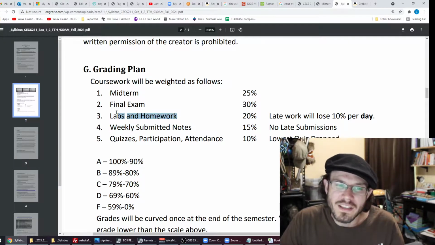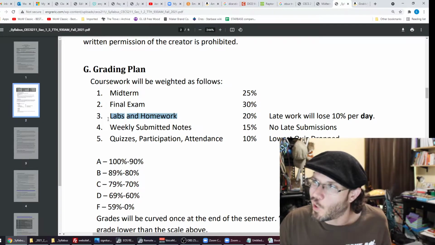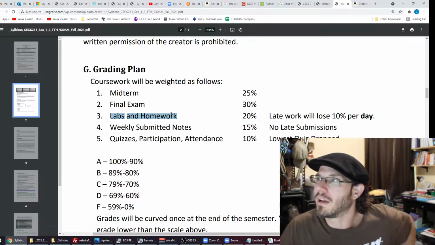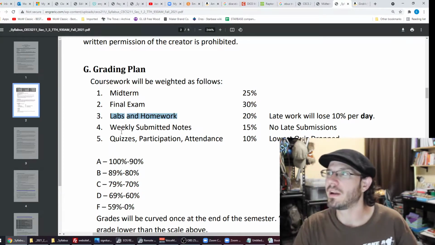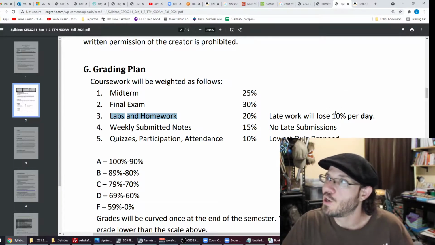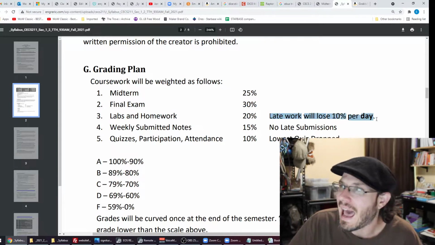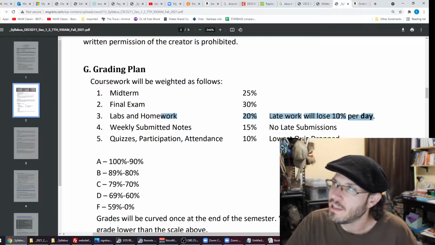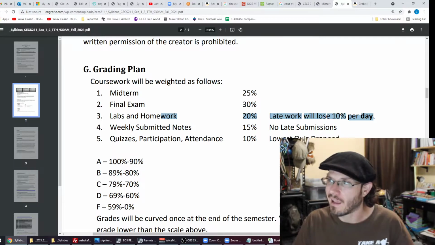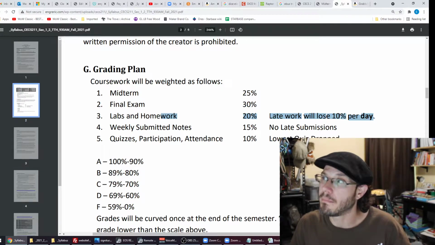Okay, and homework is lumped into here. There's not that much homework that I plan on collecting, but just in case there is, I'm lumping it into here. Weekly submitted notes, already talked about that one. Notice that the late homework, late work that I'm collecting like this is going to be losing 10% per day, not per class meeting.